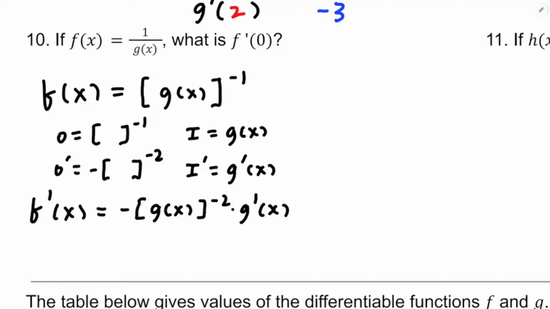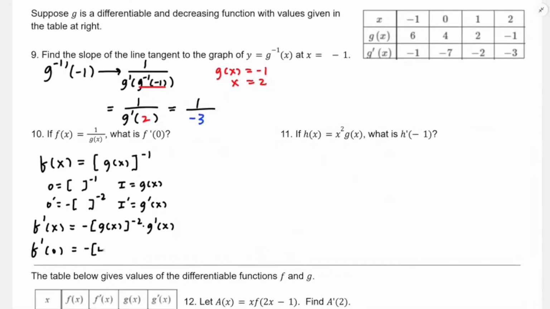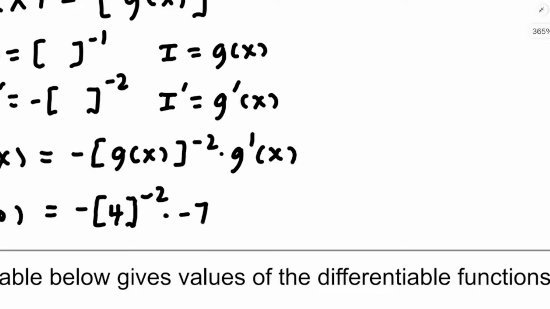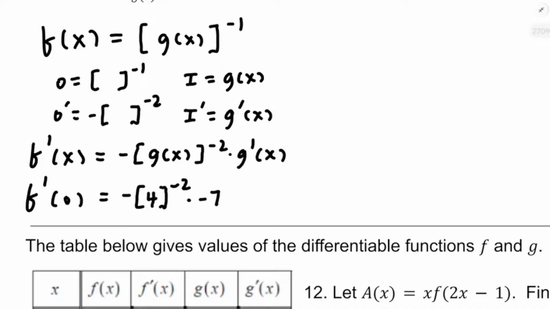Then I'm ready to plug in for 0, and f prime of 0 is negative of, all right, g of 0. g of 0 is 4. That to the negative 2 power times g prime of 0 is negative 7. Now remember that the exponents are going to come before the multiplication by negative 1 on that negative of 4 to the negative 2. Okay, so it's going to be 16 in the denominator, the two negatives make it positive, so 7 over 16.